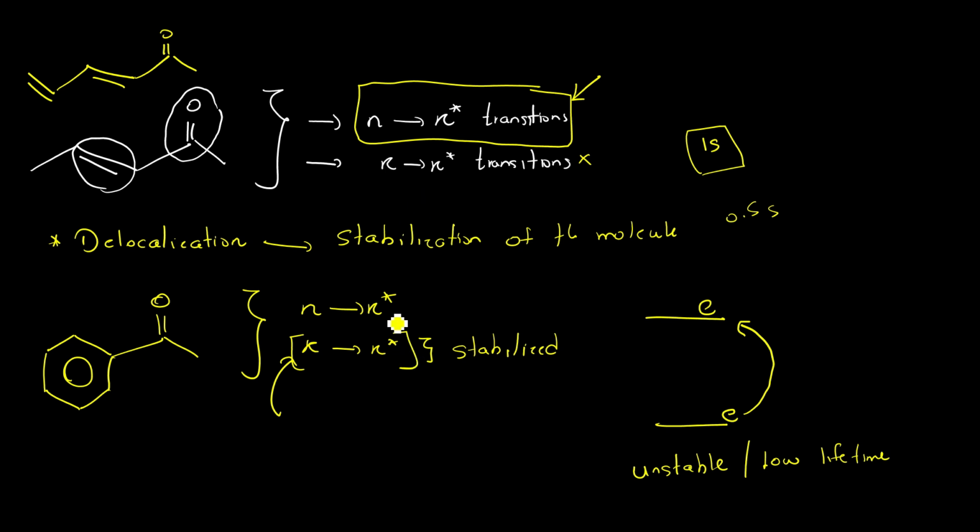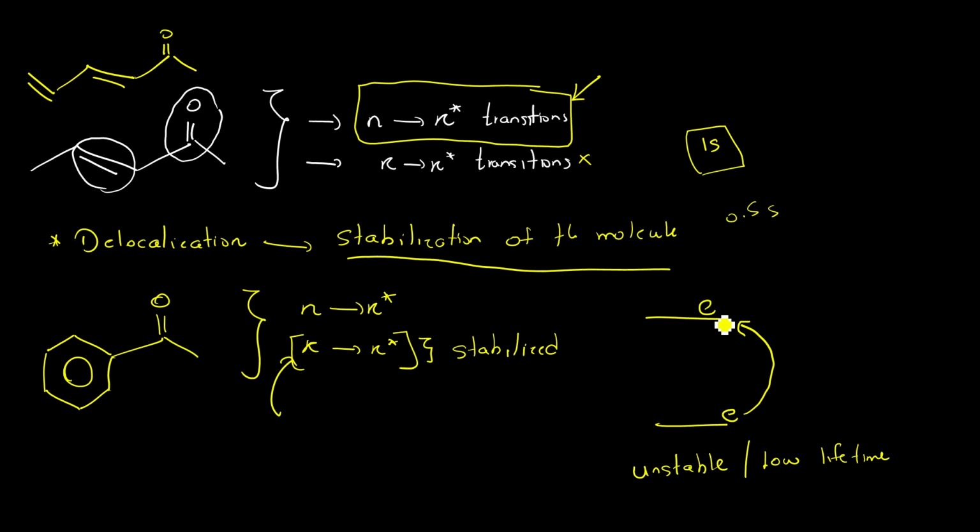Why do we choose the pi to pi star transition or the n to pi star transition? It's based on the delocalization. When you have higher delocalization, your molecule will be stabilized. So the pi to pi star transition, which is stabilized by the delocalization, prefers to be involved in the reaction mechanism much more efficiently than the other one, because it's stabilized. It has a higher lifetime. It has more time to react than the other.